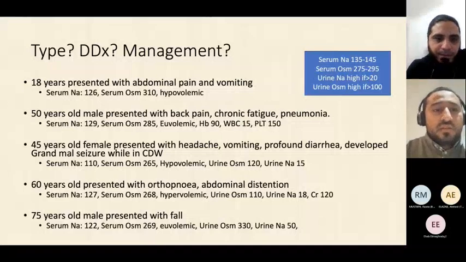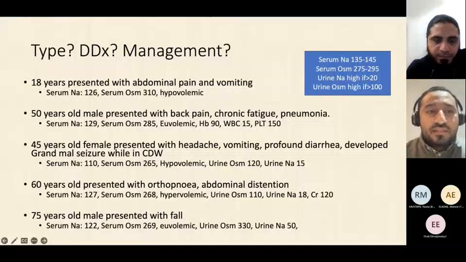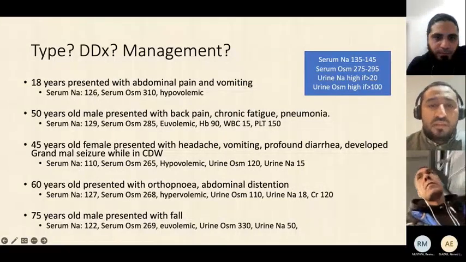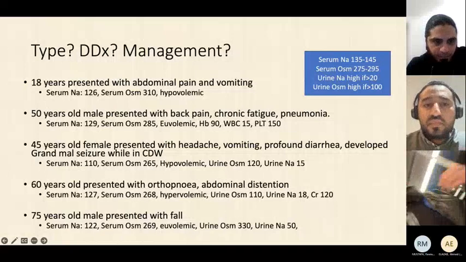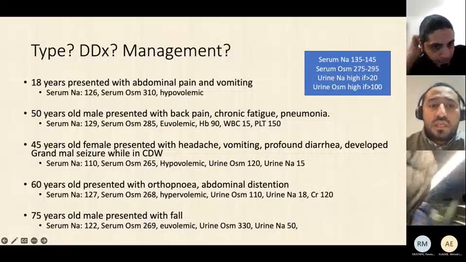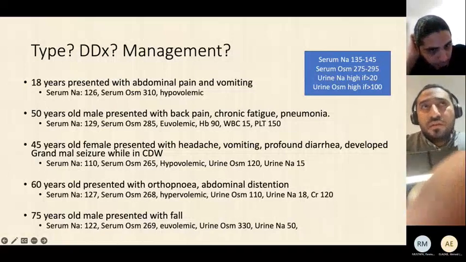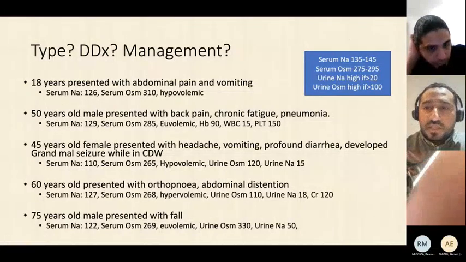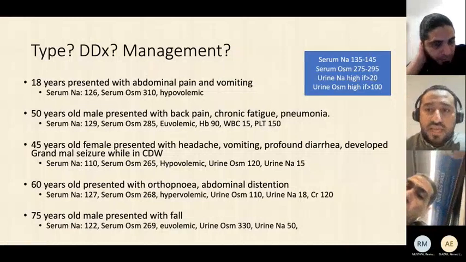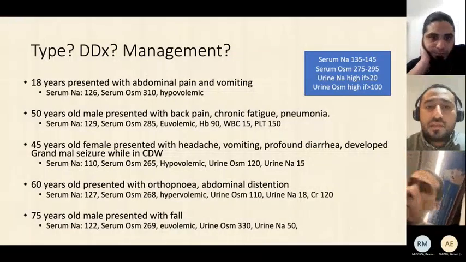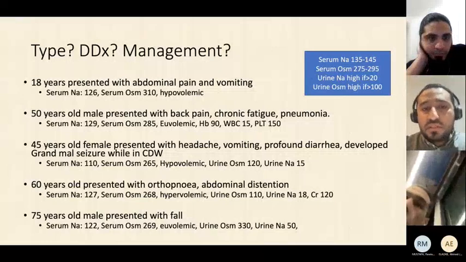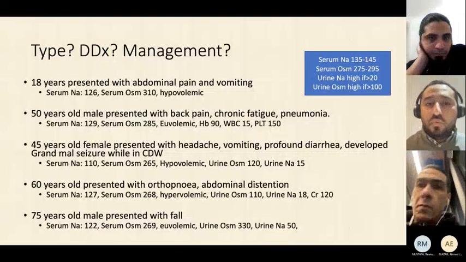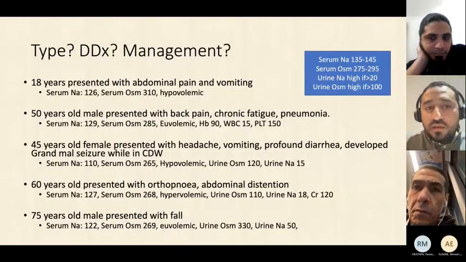So for the first patient, we do have an 18-year-old patient presenting with abdominal pain and vomiting. His serum sodium is 126, which will be a moderate hyponatremia. His serum osmolality is 310, which is high, and the patient is hypovolemic. What do you think could be the cause here?